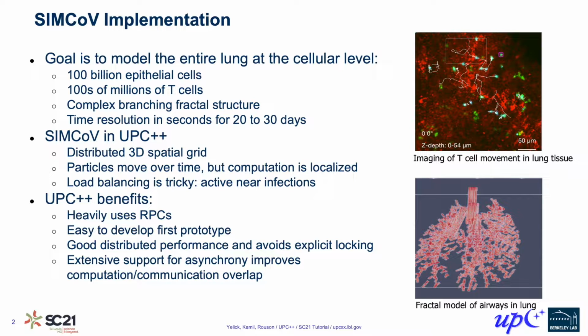This requires modeling a huge number of elements because there are about 100 billion epithelial cells lining the surfaces of the lung, and there are hundreds of millions of T cells that can respond to viral attacks. The lung itself has a very complicated branching or fractal structure, which you can see in the lower right image and is well known in terms of the structure of the lungs. What that means is that a traditional continuous style of simulation would have boundaries everywhere in the simulation. Instead, the team is using an agent-based simulation.